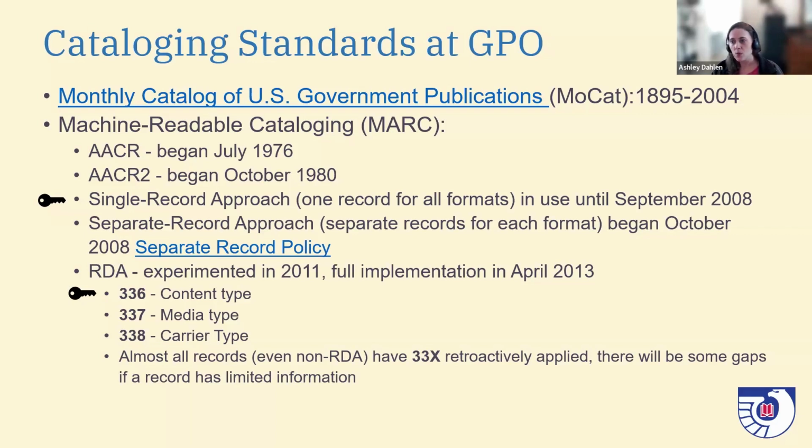I will say though that we did go back and apply those fields to non-RDA records. So if you go into the CGP and you look at our catalog records, you will see that the 33X fields are there for pretty much all of our records. If we couldn't make a determination that was definitive, we didn't include that field. So there's a couple of cases where you may see one or two of the 33X fields, but you won't see all three. So just be aware of that limitation.